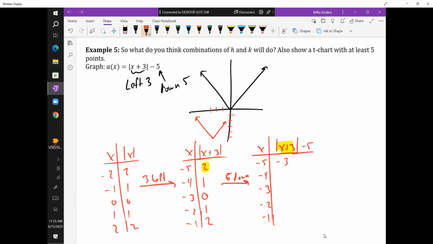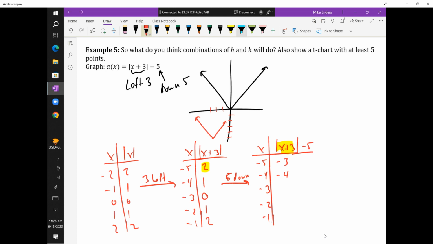I could plug this -5 back in. -5 plus 3 is -2. Absolute value is +2. +2 then minus the 5 was the -3. Same idea with negative 4. I could plug it in. Negative 4 plus 3 is negative 1. Absolute value is 1. 1 minus 5 is minus 4, so negative 4.